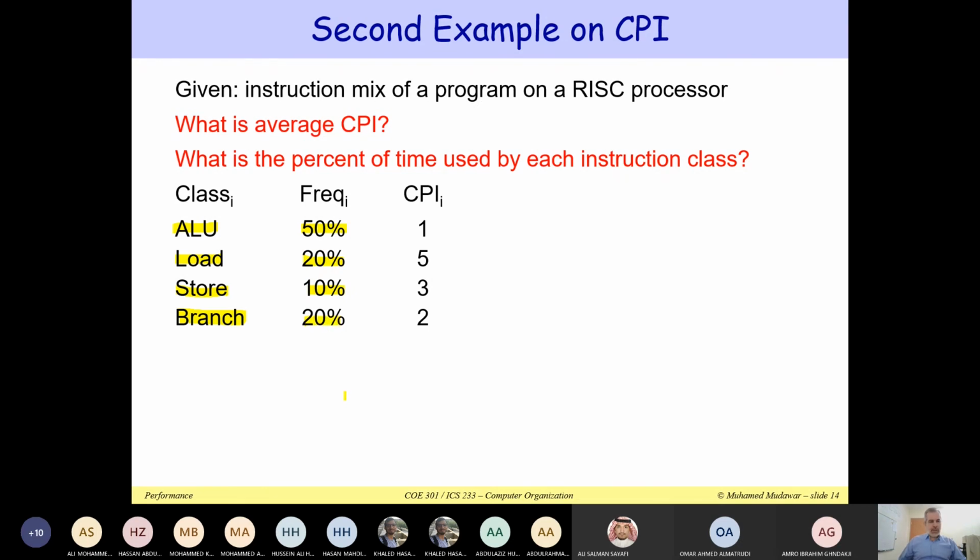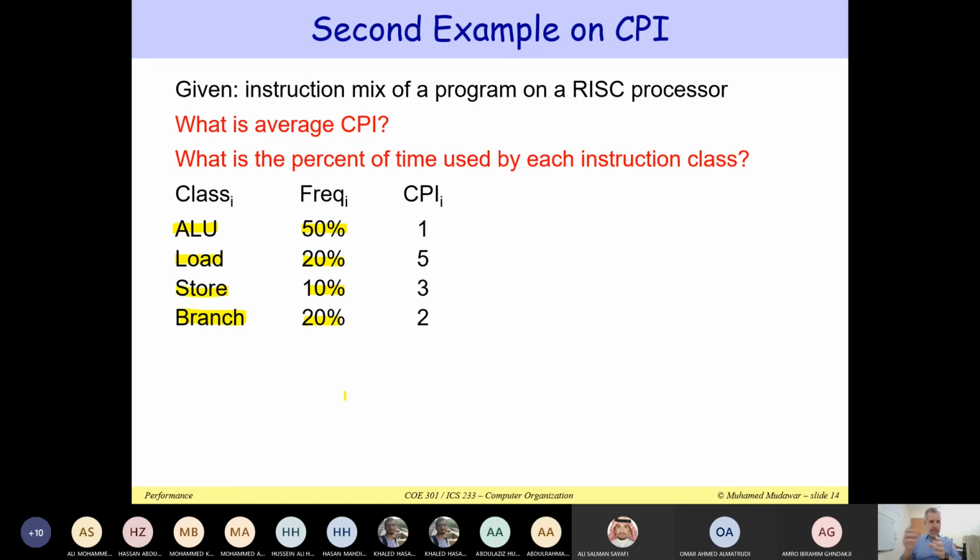Now you might actually ask me, how did you get these numbers? Well, you can just take a program and execute the program and count. You can simulate the execution of the program. You can use a simulator to extract the total instruction count. You can count the ALU instructions. You can count the load, store, and the branch.